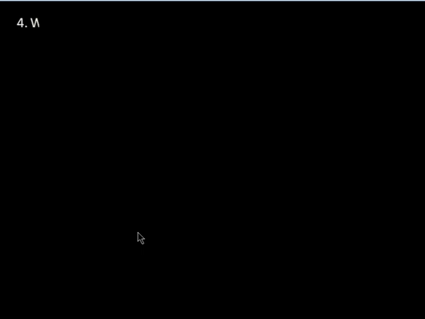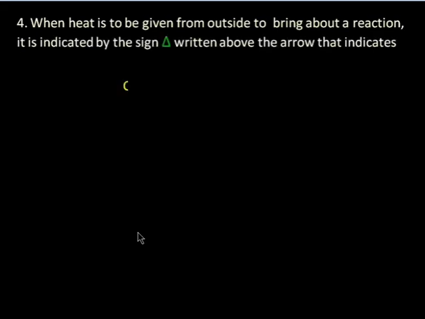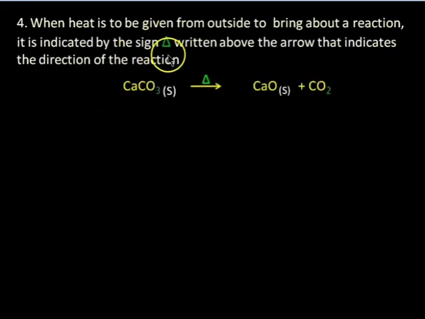Then the fourth rule for writing a chemical equation. When heat is given from outside to bring about the reaction, it is indicated by the sign delta written above the arrow that indicates the direction of reaction, like this. This sign indicates heat is given for completion of this reaction.